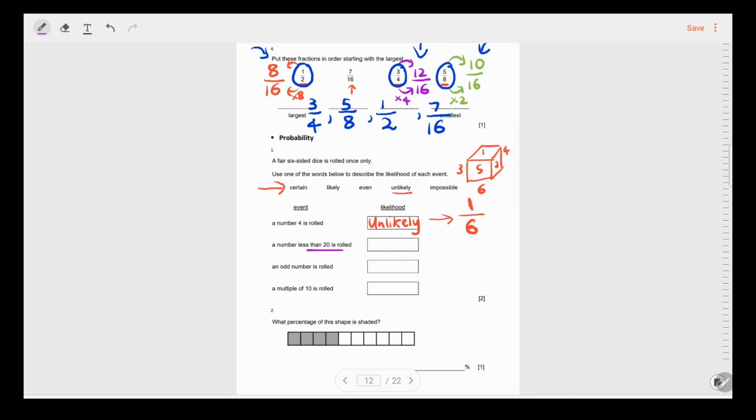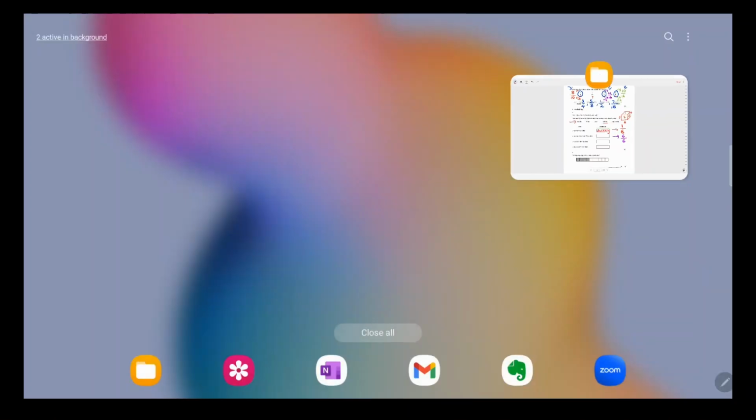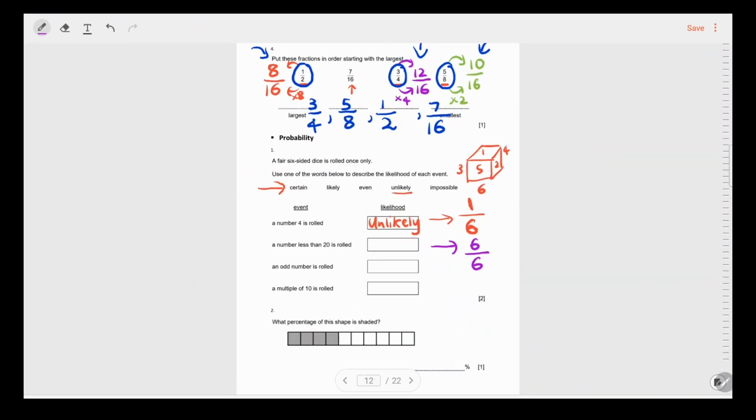Next, a number less than 20 is rolled. So all of these numbers are less than 20, which means whatever outcome we get will be less than 20. 6 out of 6. Sorry about that. So here we would say that this is certain. So the word we use here is certain.